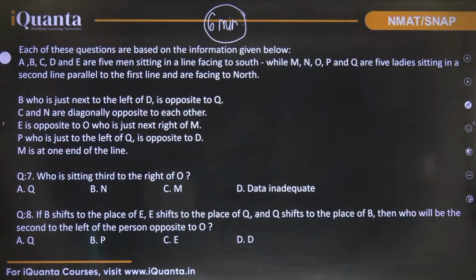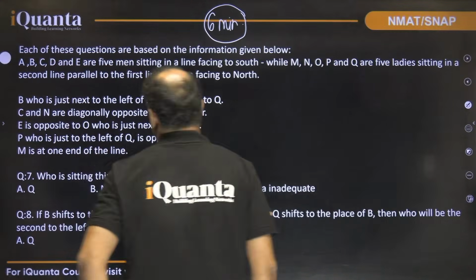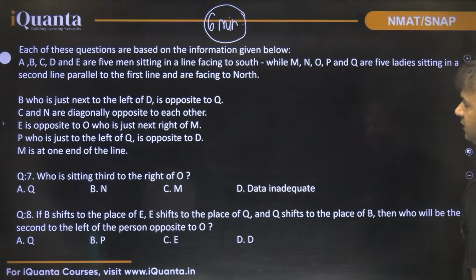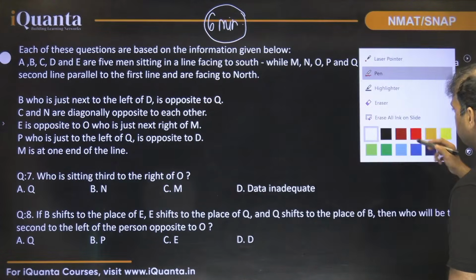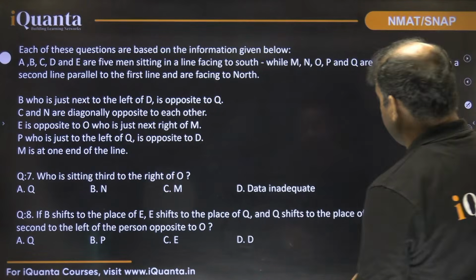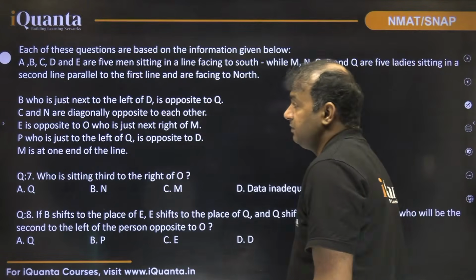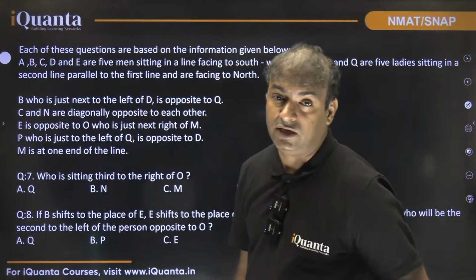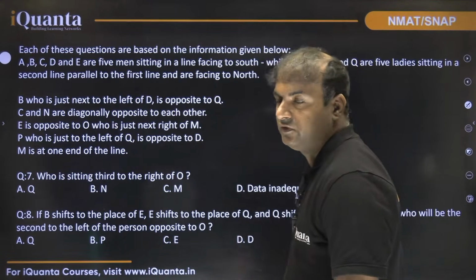Alright, guys, maybe I should explain now, right? Okay, let me quickly explain all of it, right? So, what are they saying? They're saying that A, B, C, D, E are five men sitting in a line facing south, while M, O, P, Q, R are five ladies sitting in the second line, parallel to the first line and facing north.